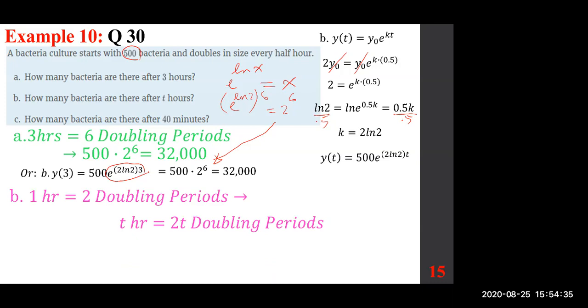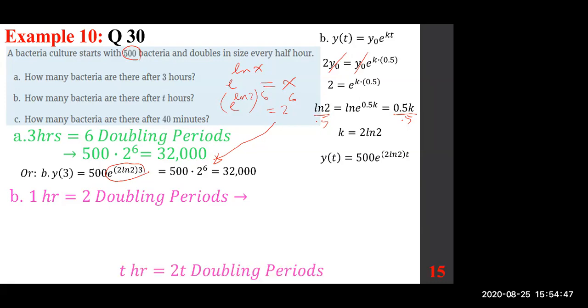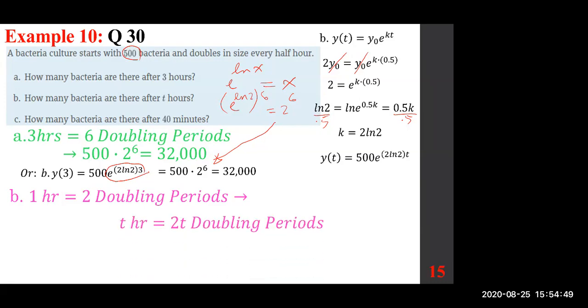If I were to approach B differently, okay, at least, again, the basic idea without knowing the exponential format that was discussed, you can say 1 hour is 2 doubling periods, t hours is 2t doubling periods, and you can say y is 500 times 2 to the power of 2t, and that works.